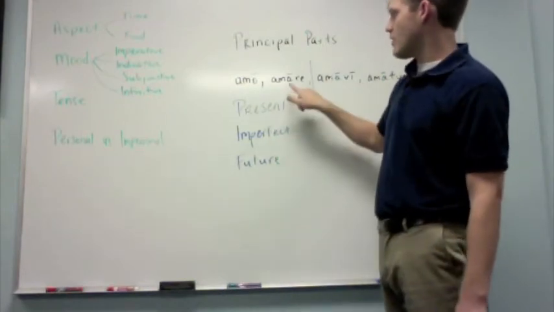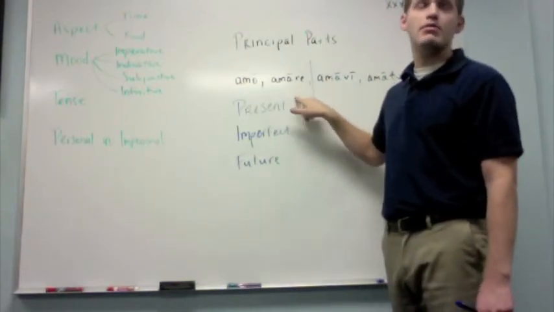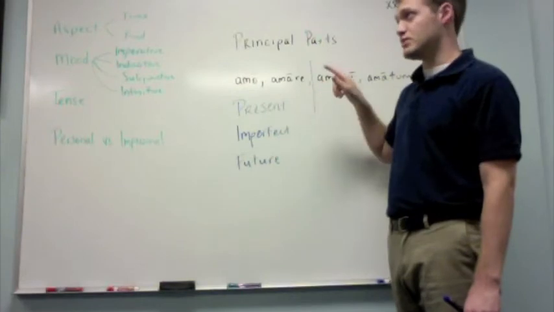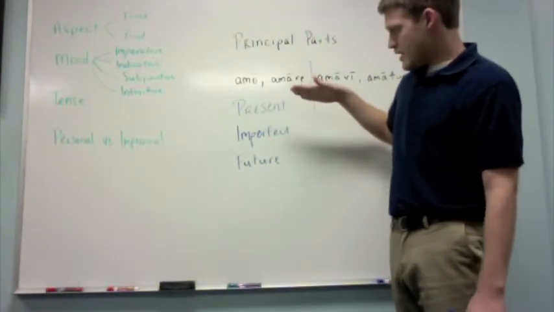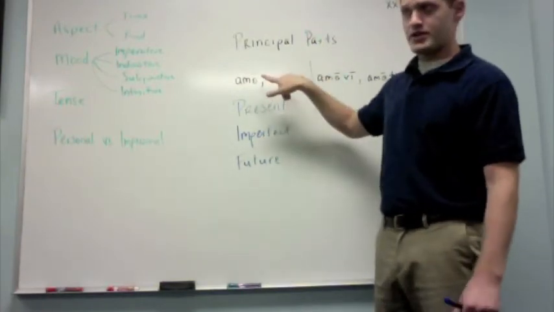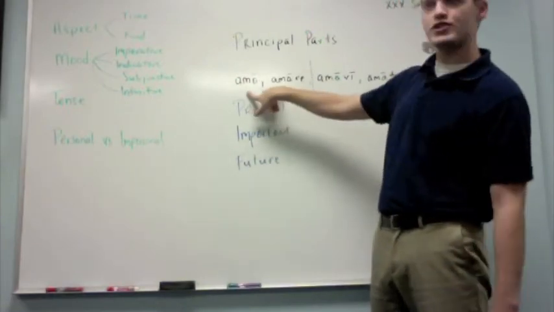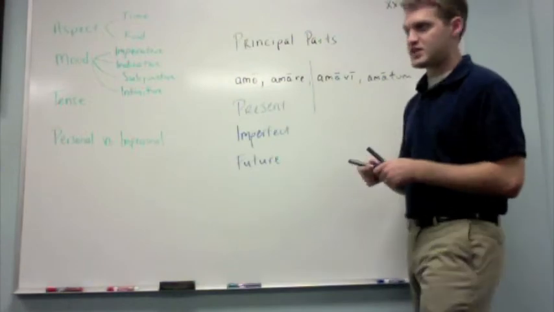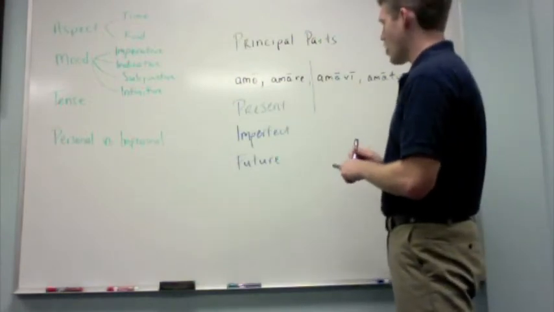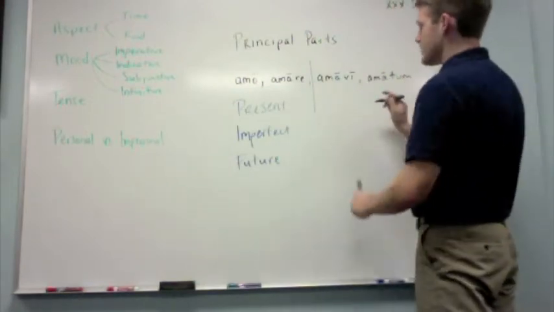The future, I'm going to go amabo, amabis, amabit, amabimus, amabitis, amabunt. Pardon. So this is what principal parts tell us. Present, imperfect, and future all build off these first two principal parts. The perfect system, active and passive, are going to build off these other principal parts.